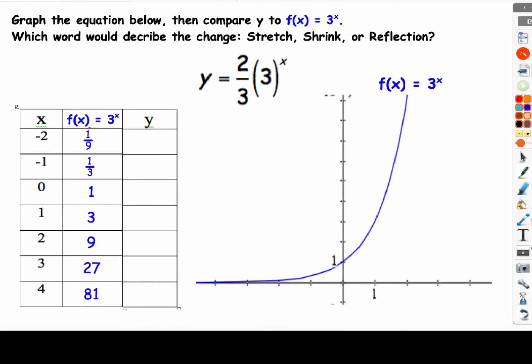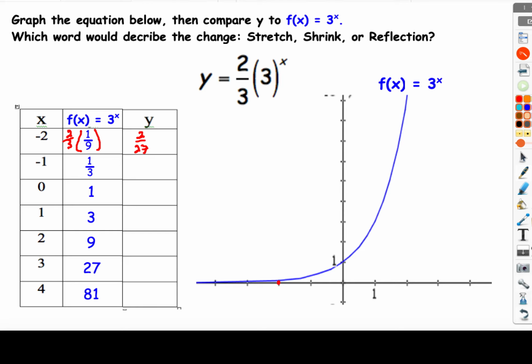Notice we've still got 3 to the x, but now we put a 2/3 in there. So I've got all my answers from the previous screen for 3 to the x, right? 1/9, 1/3, 1, 3, 9. But now what we're going to do is multiply by another 2/3, right? And 2/3 times 1/9 is going to be 2/27, so even smaller, right? If I go over to -2 here, I'm going to be below that blue line.